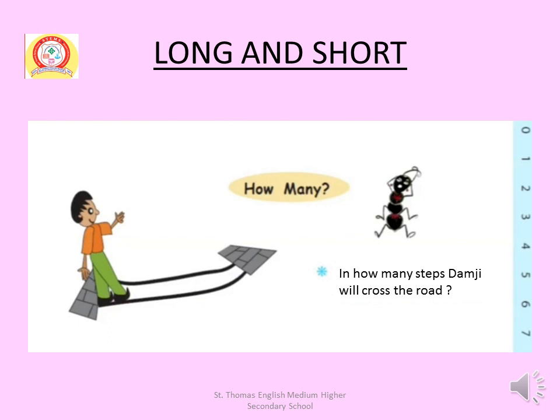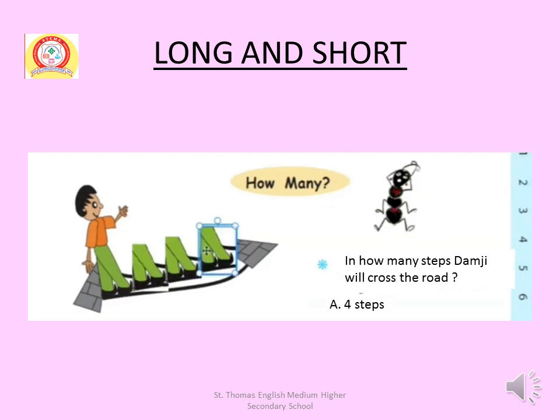Now, Damji is crossing the road. In how many steps will Damji cross the road? Let us draw the steps in this picture one by one. We see that there are 4 steps. So, the answer is Damji will cross the road in 4 steps.